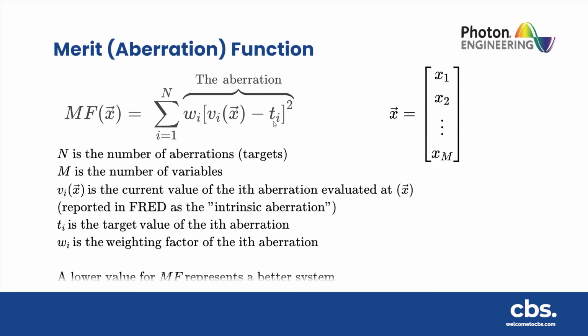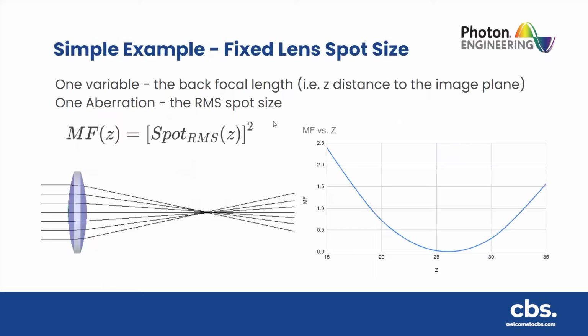So if we think about a very simple system before we look at something more complex, if we take a very simple sample file like a simple lens, this lens is completely fixed. The only thing that's free to change, the only variable that we have, is the back focal length. So how far down in Z we actually choose to measure something. And the item that we're going to measure here is one thing, which is the spot size. So we only have one variable and one aberration.